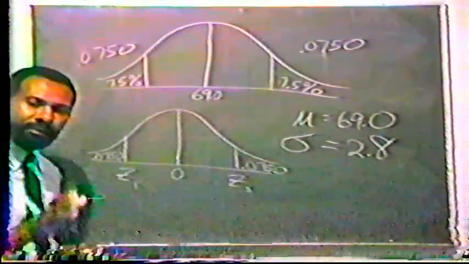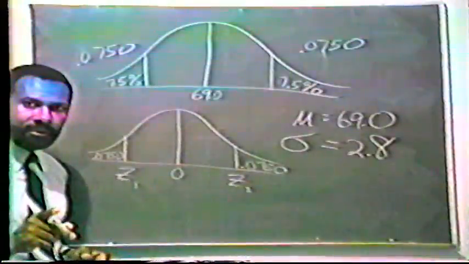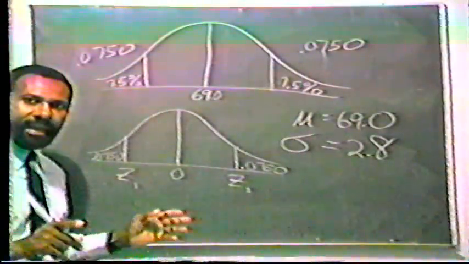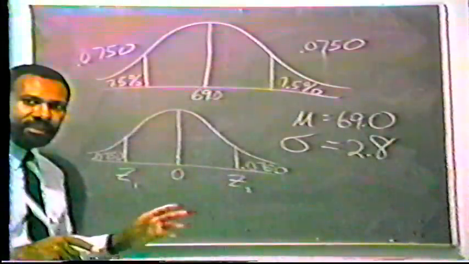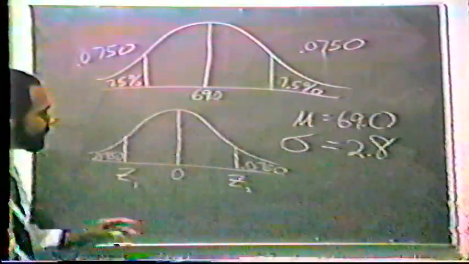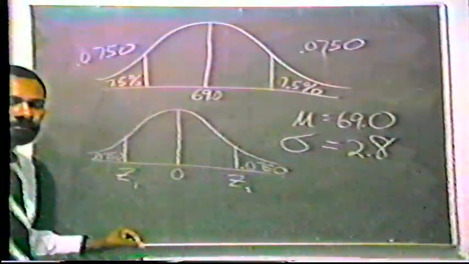Now that's what's in this problem. It doesn't happen in every problem. So you have to read the problem carefully to find out whether or not it happens in a particular problem. But it does in this problem. So all we really have to do is find this z-score over here on the right.